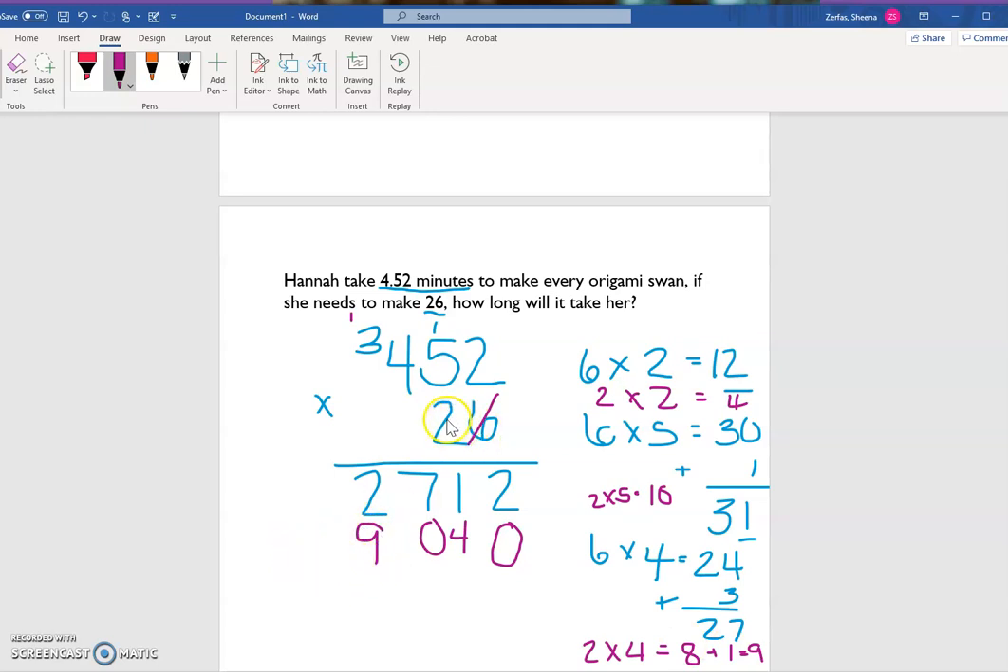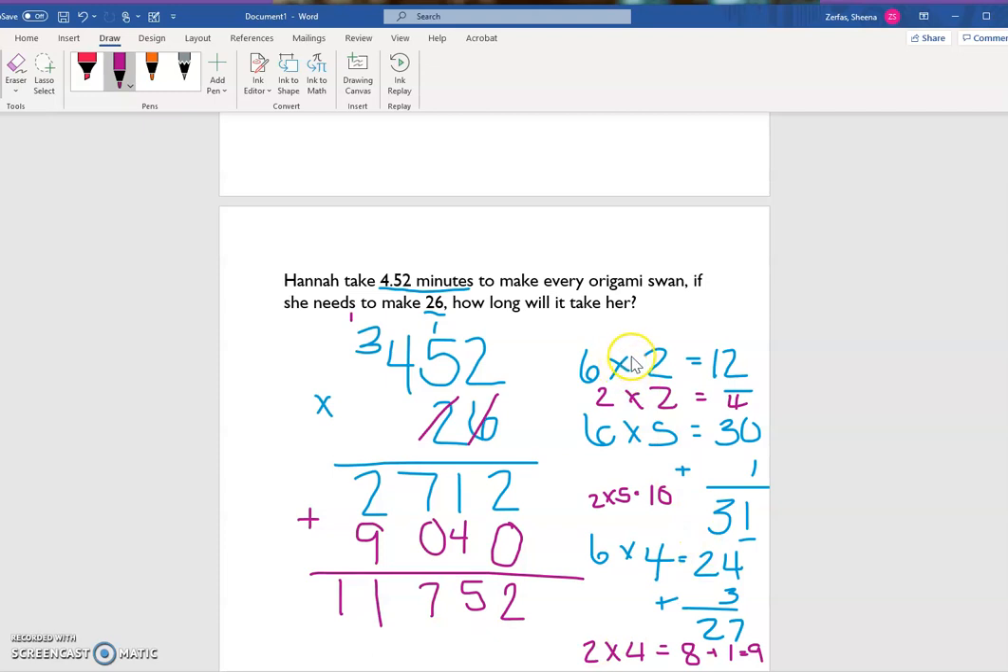I have now multiplied the 2 by 2, 5, and 4, so I can cross that off. And I have no numbers left to multiply by, so I'm going to combine these two values by adding 2 plus 0, 1 plus 4, 7 plus 0, and 2 plus 9.